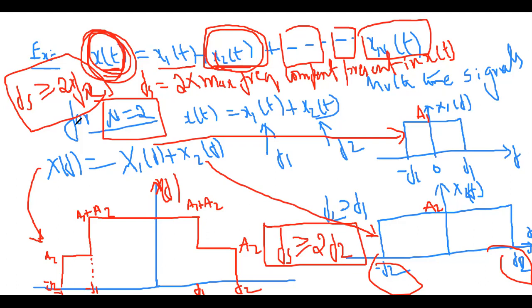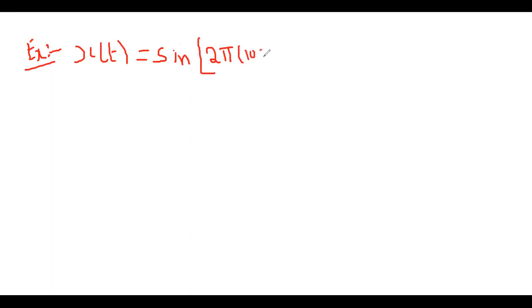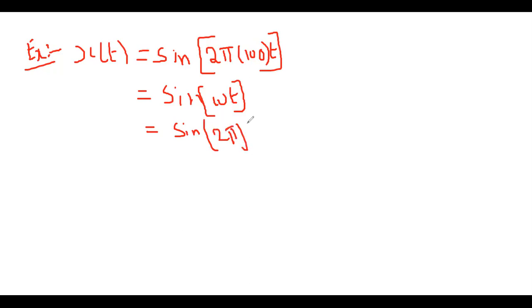And next, you can see the second example, example 2. x of t is equal to sine 2 pi into 100t. Okay. 2 pi f, my dear students, it is sine omega t. So actually it is equal to sine omega t. What is omega? 2 pi f. 2 pi f into t.